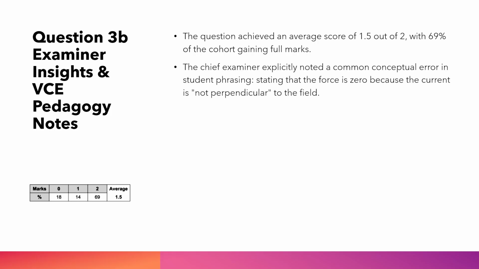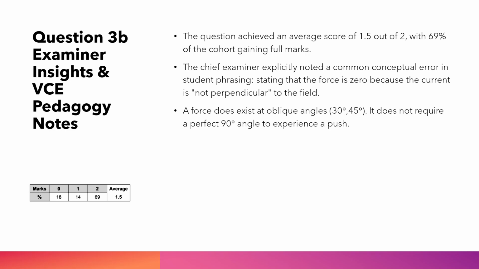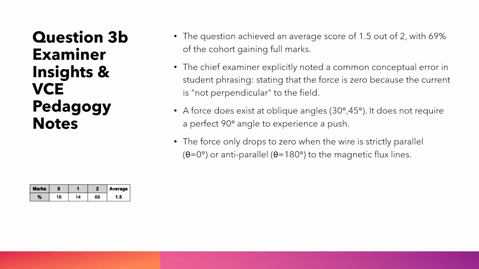Critical wording pitfall. The chief examiner explicitly noted a common conceptual error in student phrasing, stating that the force is 0 because the current is not perpendicular to the field. A force does exist at oblique angles, 30 degrees, 45 degrees. It does not require a perfect 90 degree angle to experience a push. The force only drops to 0 when the wire is strictly parallel, theta equals 0 degrees, or anti-parallel, theta equals 180 degrees, to the magnetic flux lines. Loose phrasing like "it isn't at a right angle" will lose the explanation mark.